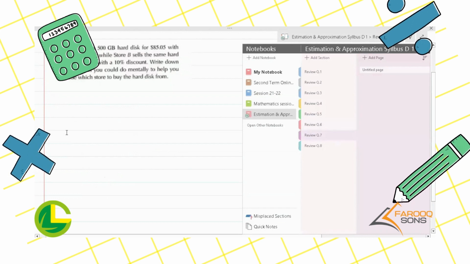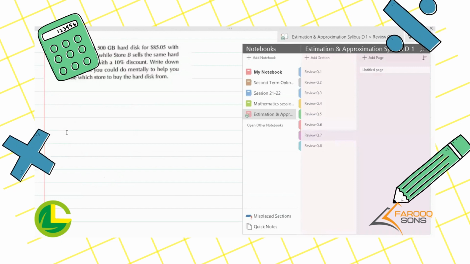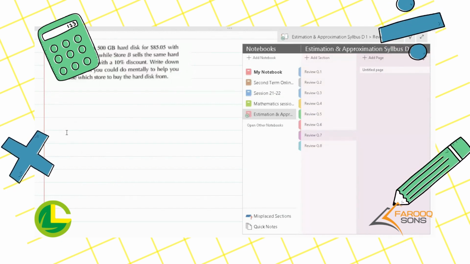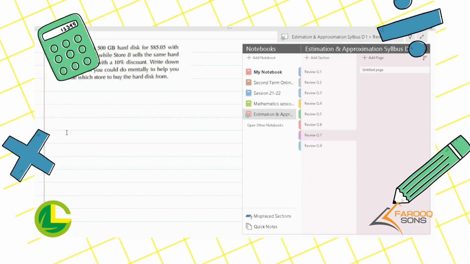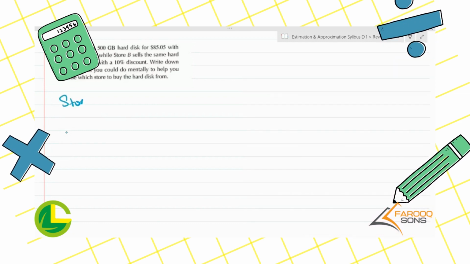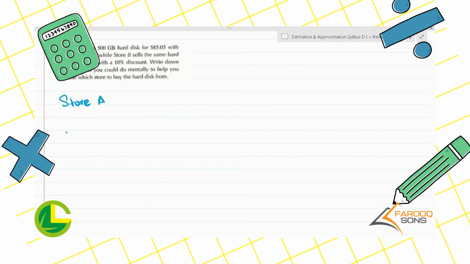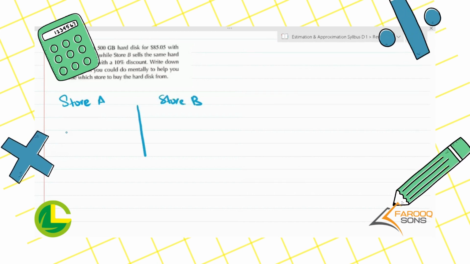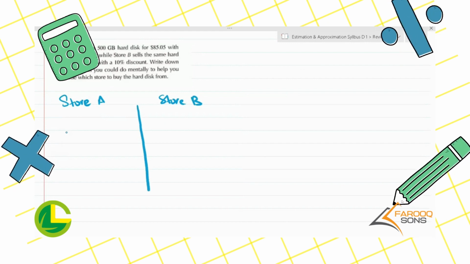Okay. The question says that store A is selling a 500 GB hard disk for $85.05 with a 20% discount, while store B is selling the same hard disk for $76.05 with a 10% discount. Write down a calculation you could do mentally to help you decide. Okay, so see, in this case, we need to compare 2 things. One is store A and the other one is store B. I suggest make a line in the middle and start comparing.